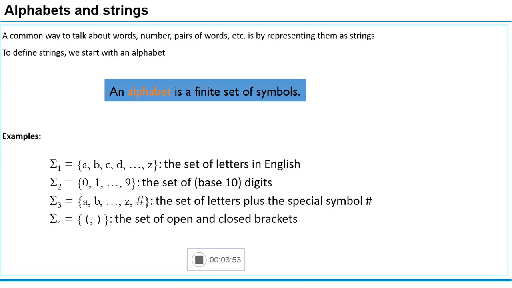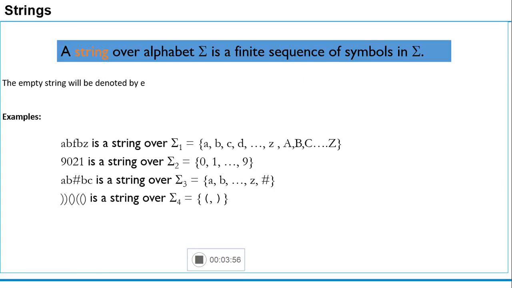And what is a string? When alphabet symbols are combined to form a specific sequence, it is called a string. In general, a string over an alphabet sigma is a finite sequence of symbols from sigma. So from the set of alphabet symbols, we form a specific string. You can see that from the digits 0 to 9, we are making a string, which is 9021. An empty string is represented by epsilon.